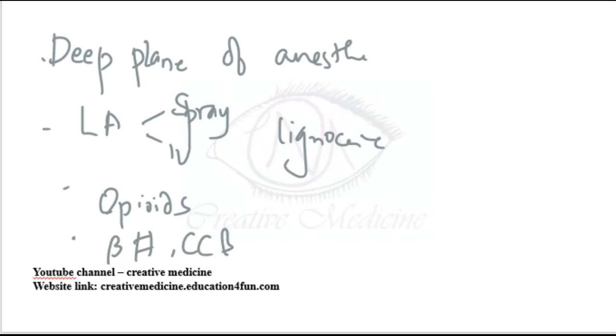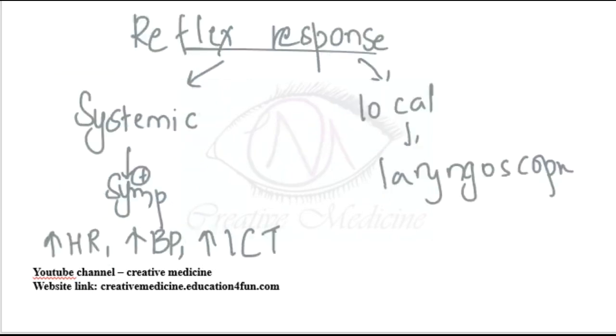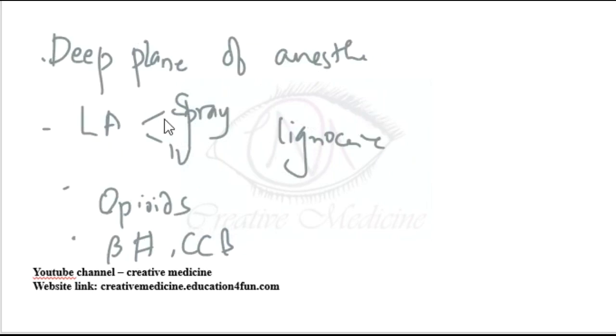Other reflex responses to intubation are systemic responses like hypertension, tachyarrhythmias, and increased intracranial tension, and local responses like laryngospasm. In order to decrease all these, anesthesia is administered, or surgery is started, only at deeper planes of anesthesia.